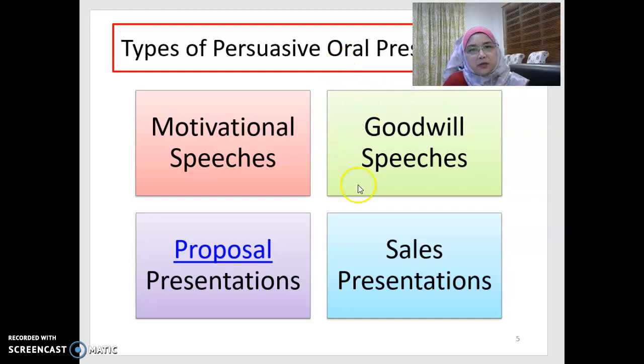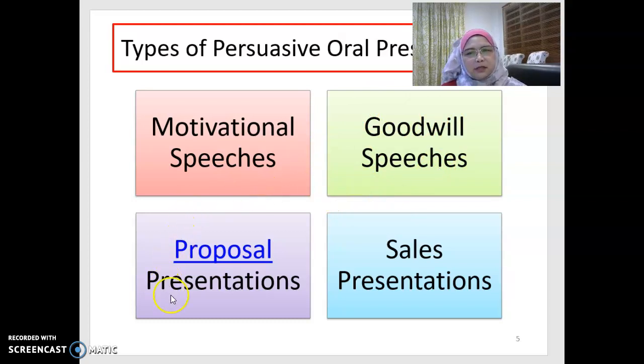The next one is goodwill speeches. Goodwill speeches are mostly about introducing yourself to a group of people, introducing yourself to a community, introducing something about the organization that you work for, or even something about the university to the masses. That is basically what goodwill speeches mean.